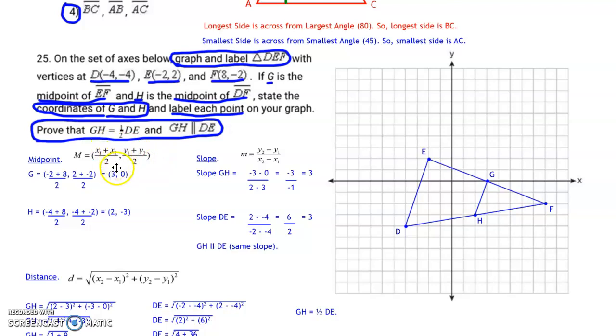So here's the midpoint formula. I found the midpoints G and H are (3, 0) and (2, -3) respectively. Here they are on the diagram. Incidentally, this line GH is a line that we talked about in class. It is specifically called the midsegment.